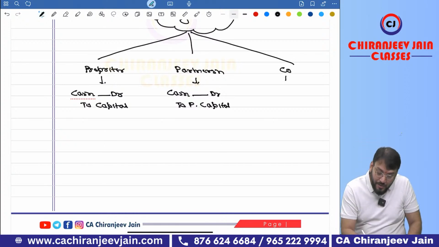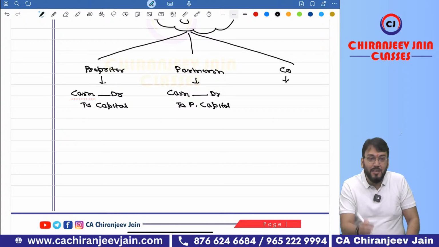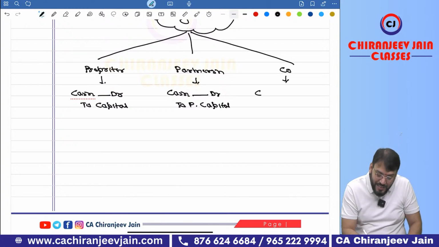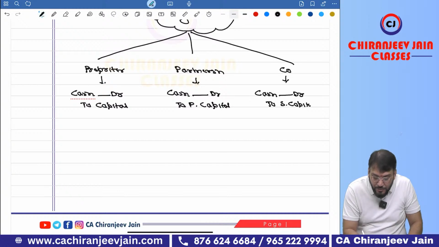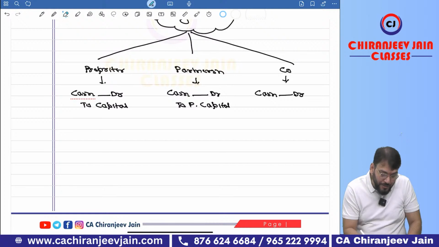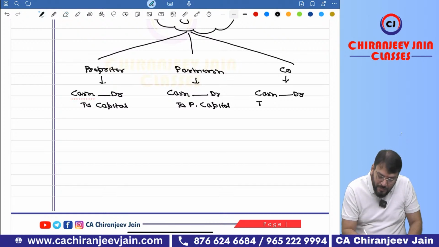Now, our teacher started saying in company we will pass this journal entry. The journal entry was cash account debit to share capital, and share capital will be recorded at nominal value, and anything received over and above nominal value will be transferred to what? You remember those days?